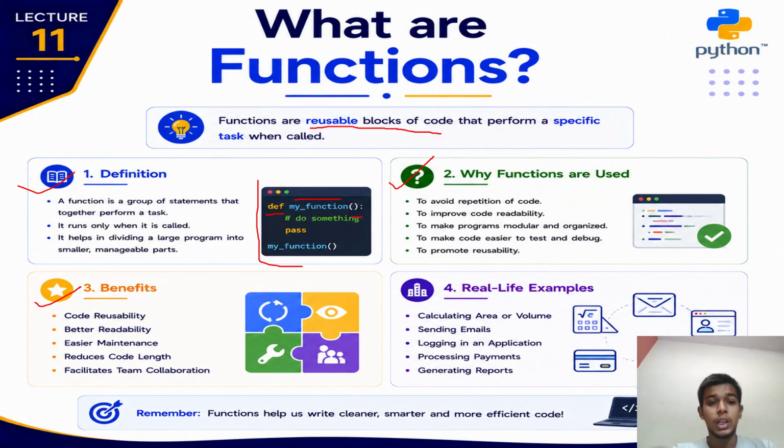Now, let's look at some real life examples where functions are commonly used. Suppose you are building a calculator application. A function can calculate the area or volume whenever it is needed. In an email application, one function can handle sending emails. In a banking application, a function can process payments. In websites and mobile apps, functions are used for user login, password verification, and many other tasks. Similarly, report generation in schools, colleges, and companies is also performed using different functions. So functions are everywhere in programming. They help us write clearer, smarter, and more efficient code.